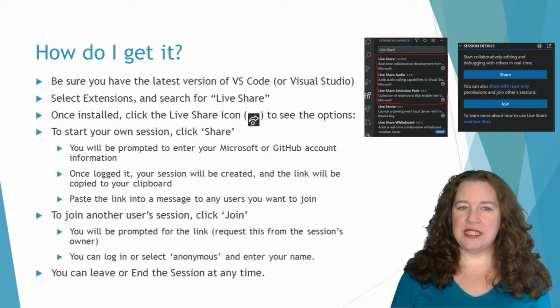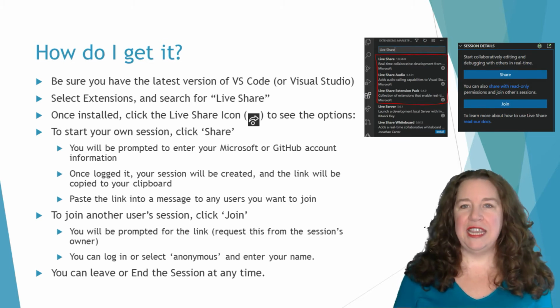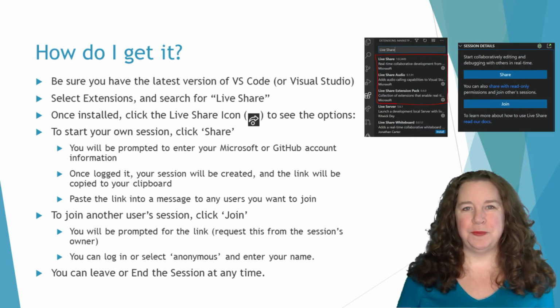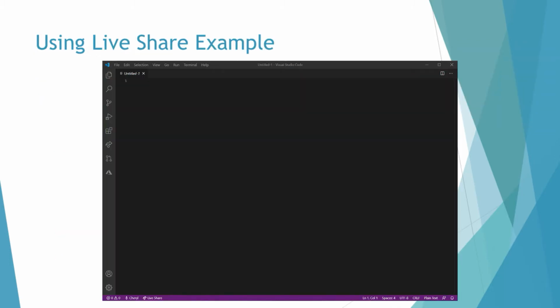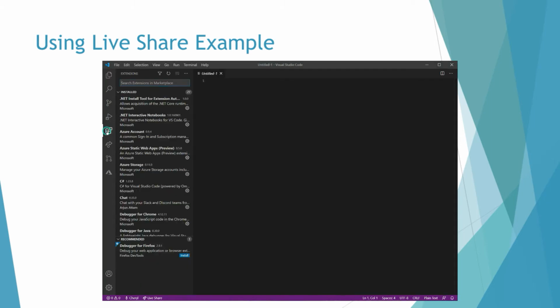Let's take a couple minutes to actually look at Live Share in action and see how it works. So this is the opening screen for Visual Studio Code. As you can see, I have no files open or anything. The first thing I need to do is make sure that I have the extension installed for Live Share.